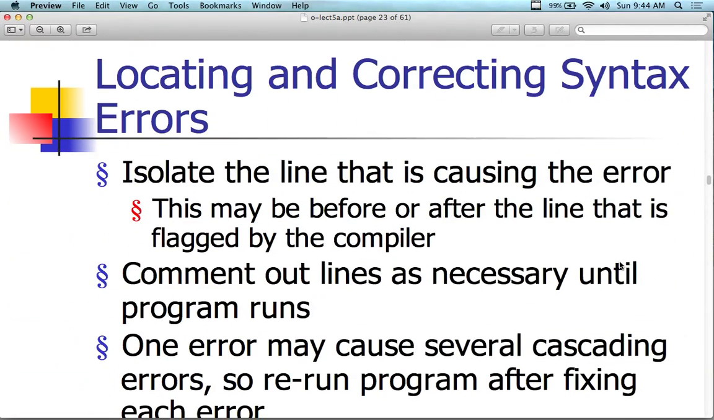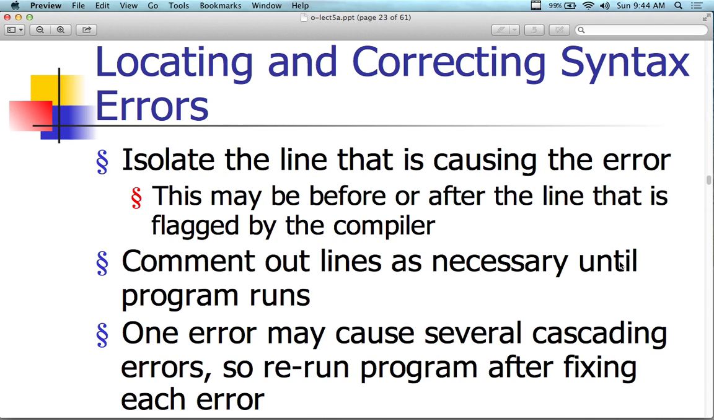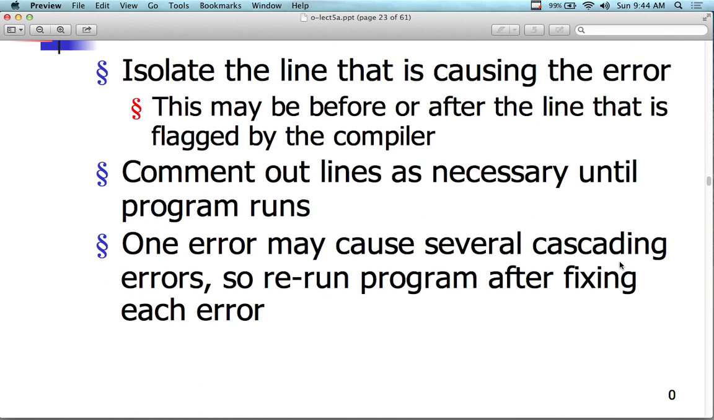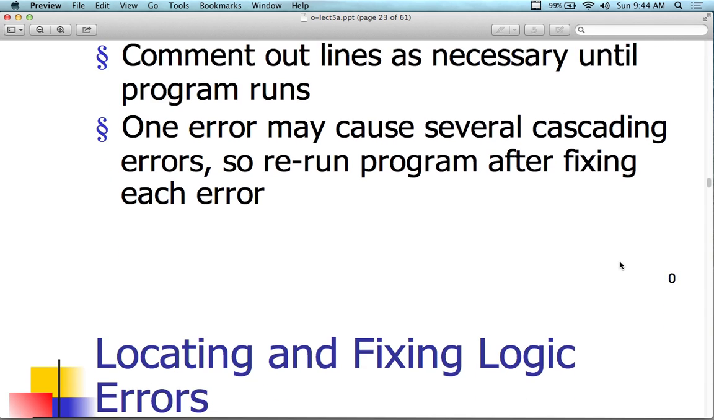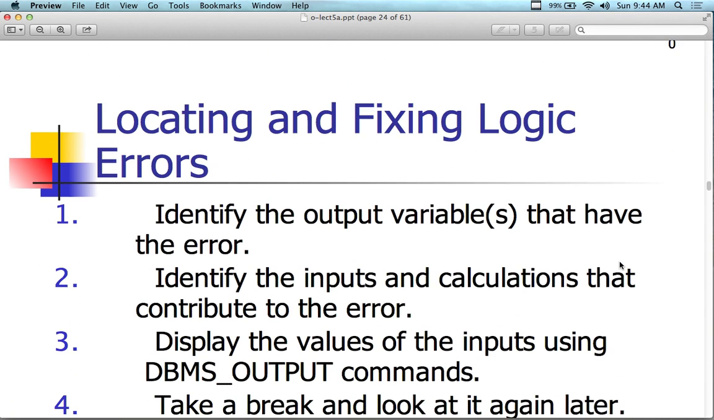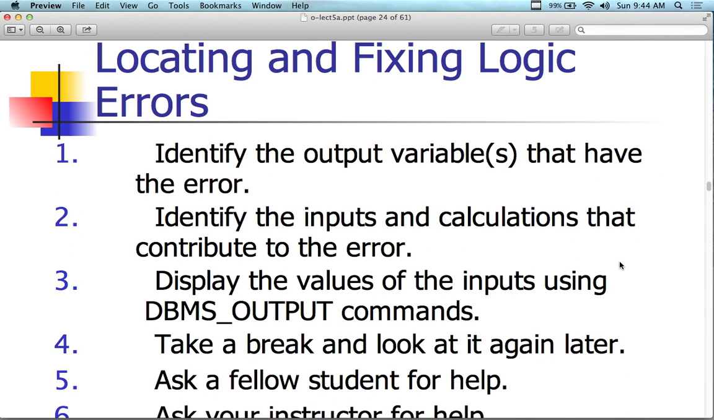So in terms of locating and correcting syntax errors, you're going to isolate the line that's causing the error. This may be before or after the line that is flagged by the compiler. Just like a regular old compiler, it's going to go through line by line and do some checking for you. You can comment out the line as it's running. One error may cause several other cascading errors, so you can rerun the program after you fix one error and see if the program actually works, because it might.